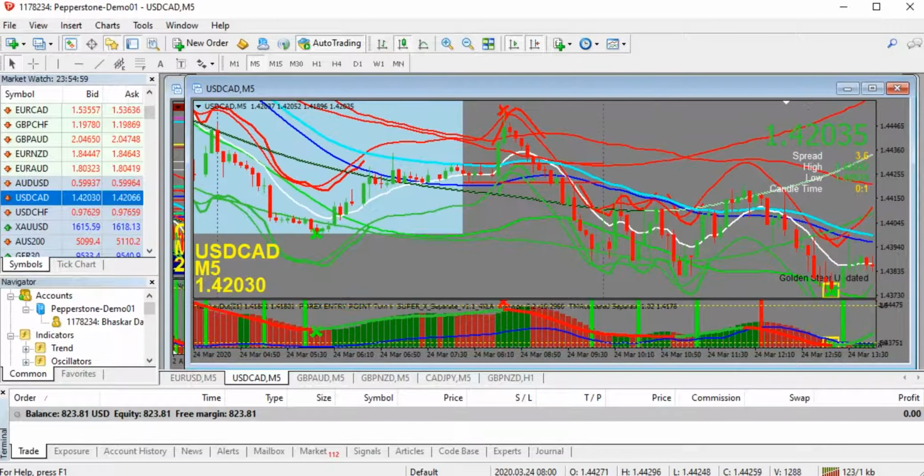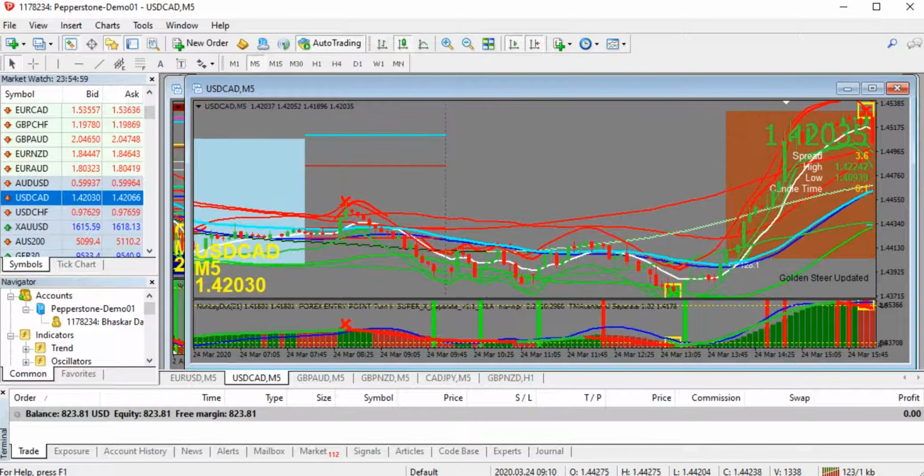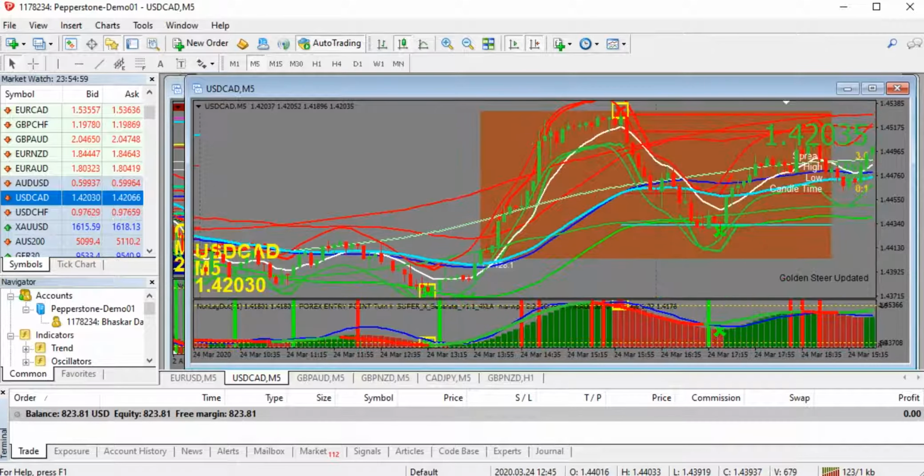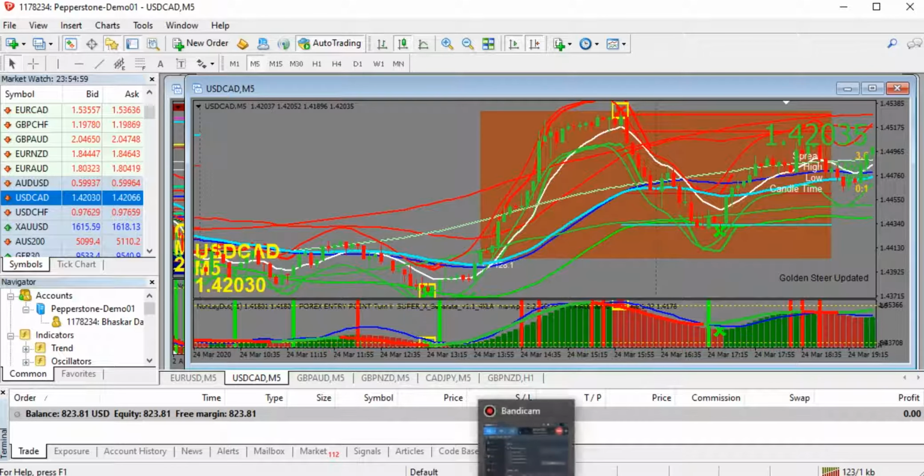So see the setup, see how clean the setup is, and you just need 20-30 pips. If you get 50-100, great. You just keep ramping up your lot size as your account grows, but only demo trade in the beginning. So that's how it is best done.